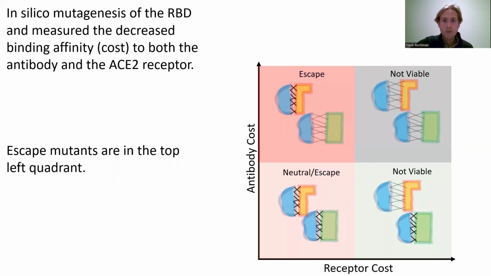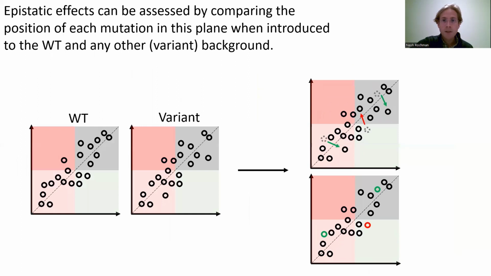We studied the structures of the receptor binding domain in complex with both the host receptor and antibody structures. Any mutation can be placed somewhere in this plane, determined by the degree to which binding to each partner is disrupted, and acknowledging that some mutations increase affinity. The position of any mutation in this plane depends on the background, and epistatic effects may be determined by assessing the change in position within this plane between the wild type and any variant.